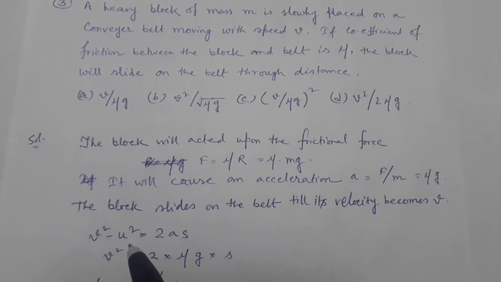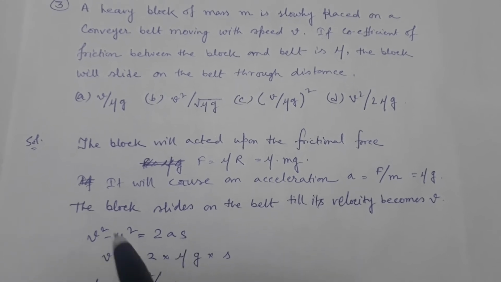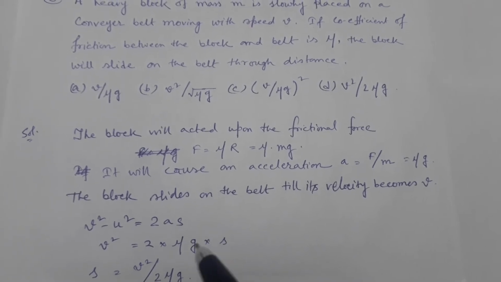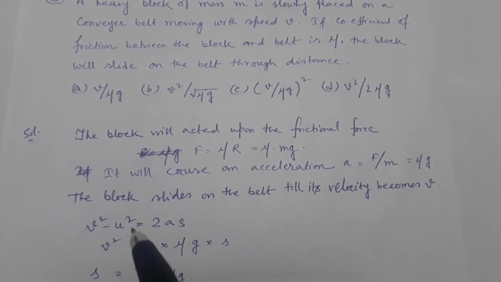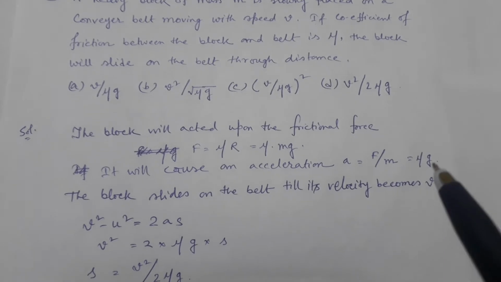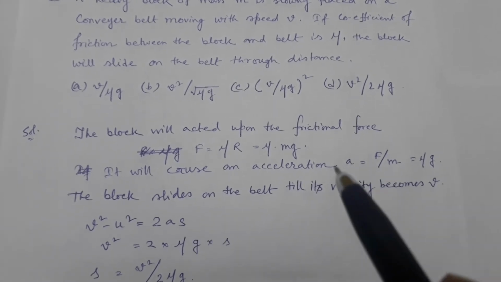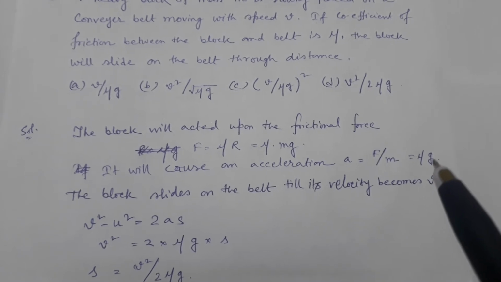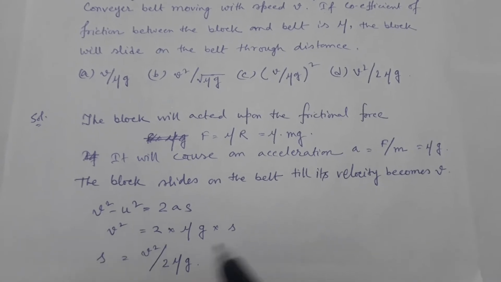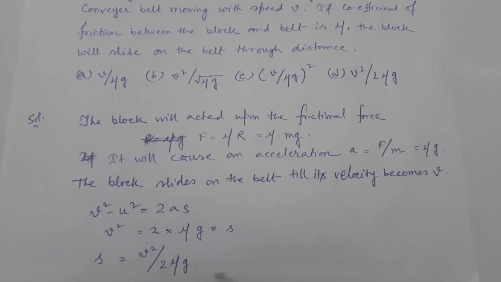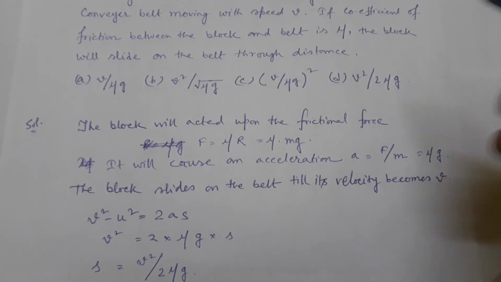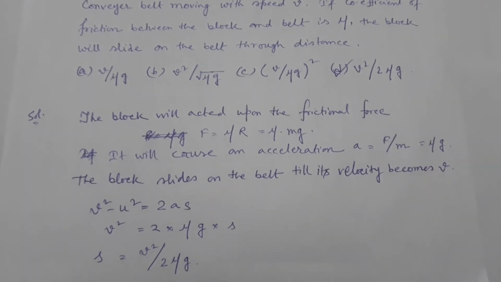So v square minus u square equal to 2as. We have to find out the value of s, the displacement, the distance covered. So v square, u is 0, equals 2 into a into s. In place of a we write mu g. After calculating this equation, s equals v square by 2 mu g. So the answer should be D, v square by 2 mu g.